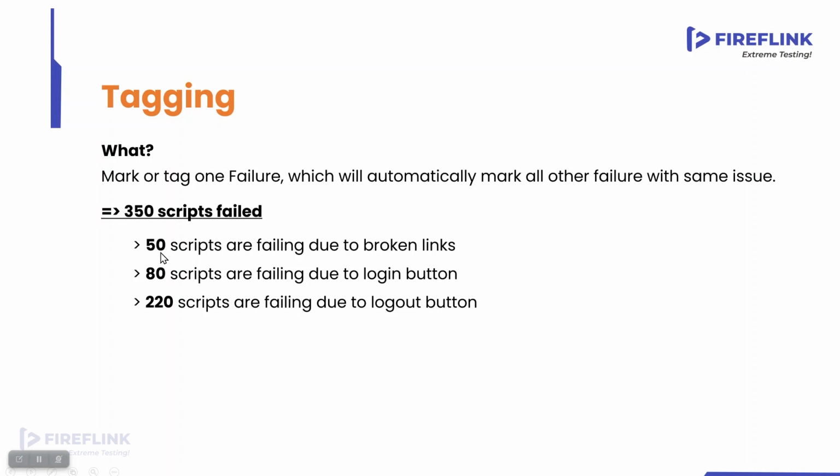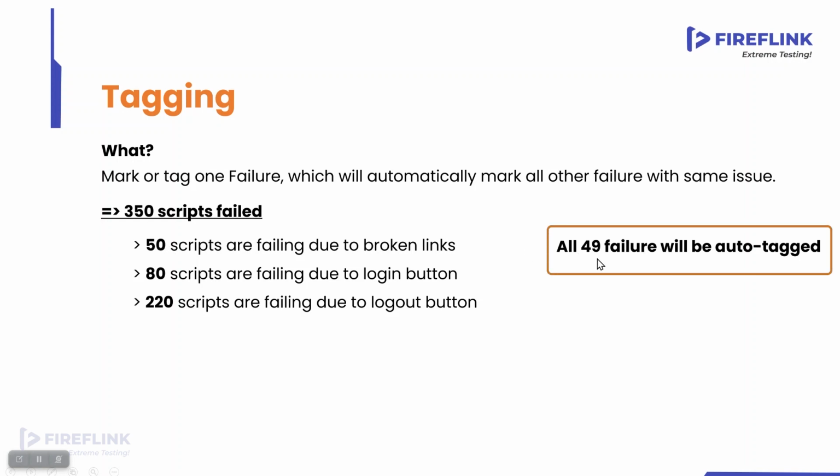So I will go to one failed script, right? Now, this failed script is failing due to what reason? Broken link. So I will go to that particular failed script and tag that particular failed step, saying that the link is broken. Once I do that in one particular script, all the other scripts, meaning all the other 49 failure scripts, will be automatically tagged.